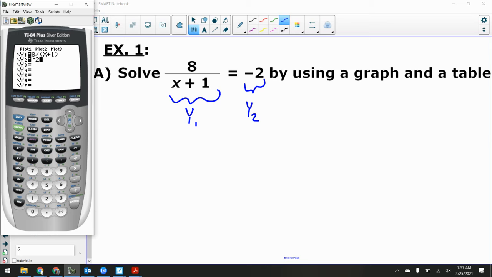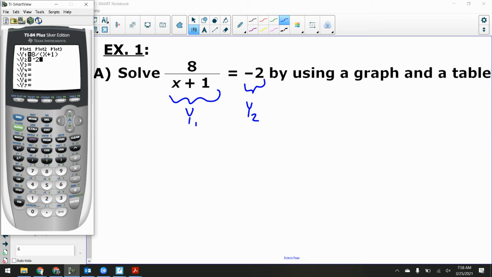Now, 8 over x plus 1, that is a hyperbola, right? That's got those 2 branches. Where is the vertical asymptote here? Where should it be? 0. No, not 0. Where should the vertical asymptote be? I'm just looking at y1. -1. Right? Shouldn't there be a vertical asymptote at -1?